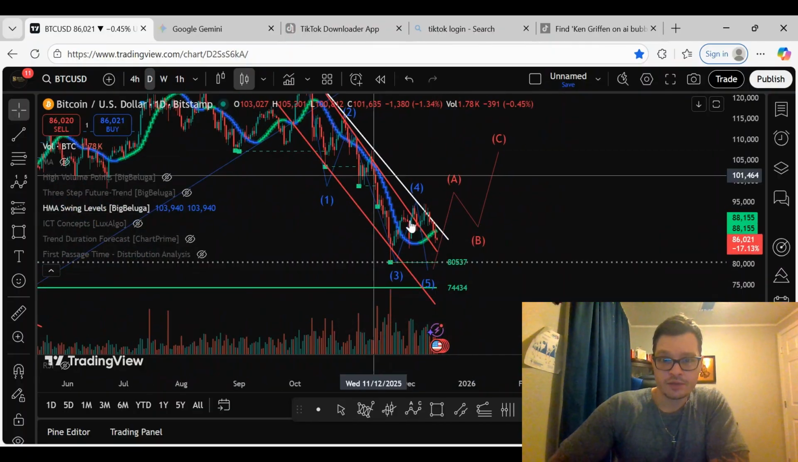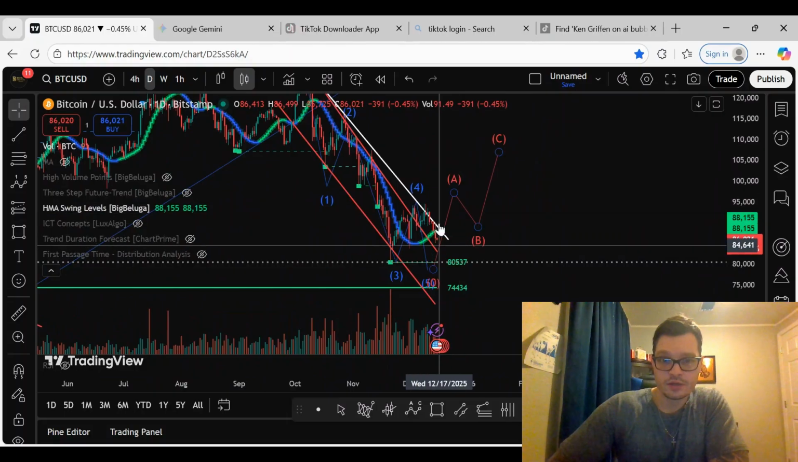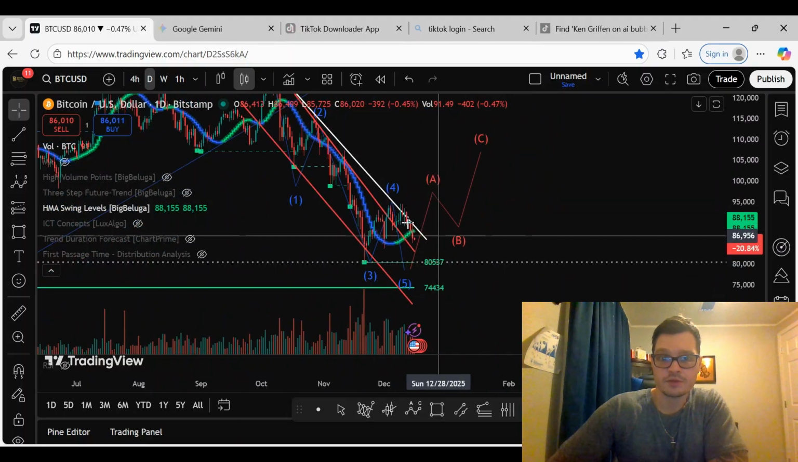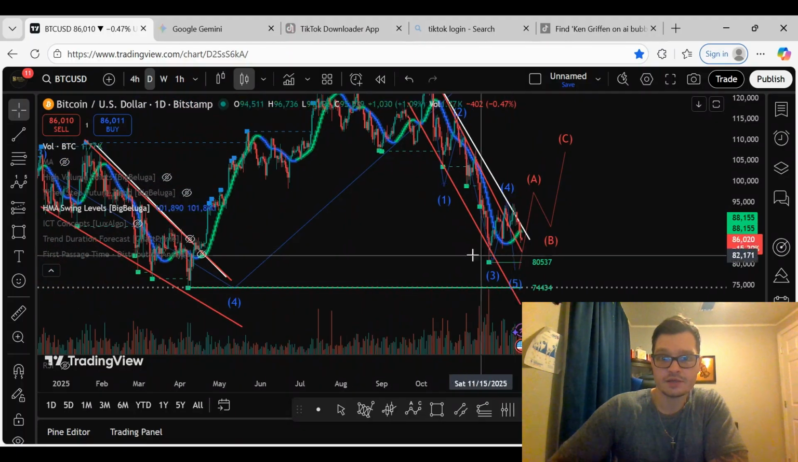You'd want to see it break above, and you'd want to see a pretty impulsive move, and then you'd want to get in at the 50 or 61.8 level. And that'd be your signal to long Bitcoin stocks like MSTR, IBIT, things like that.